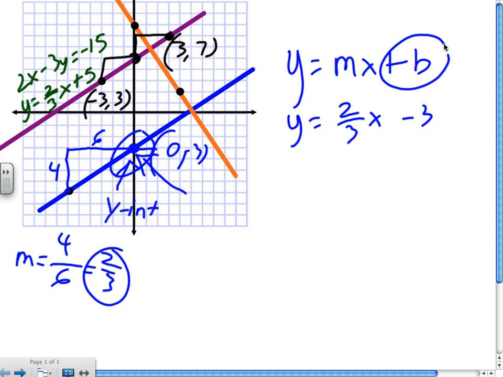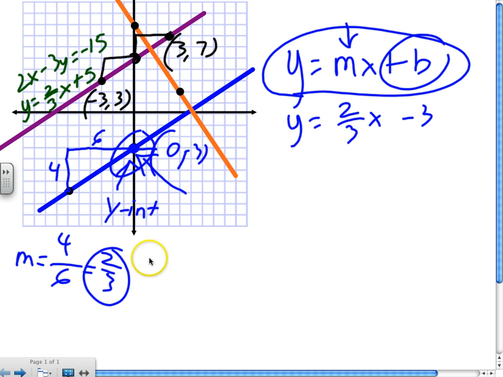Okay, let's go back to it again. What form is this called again? Slope intercept. You know what this whole thing's called? Slope intercept. Do you know what the M is? Okay, so you know the M is the slope. Do you know what the B is? Okay, let's call this form again. What's this form called again?